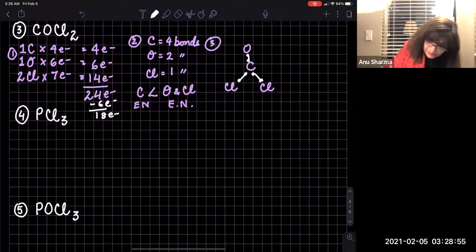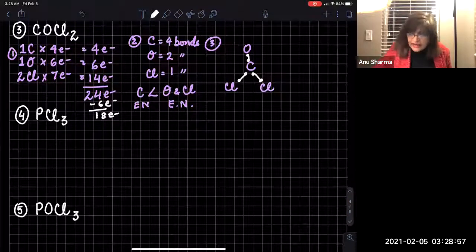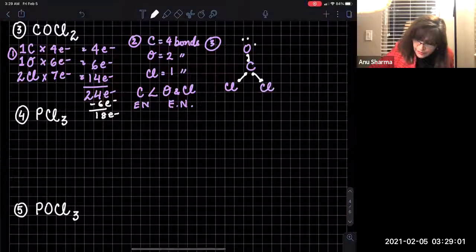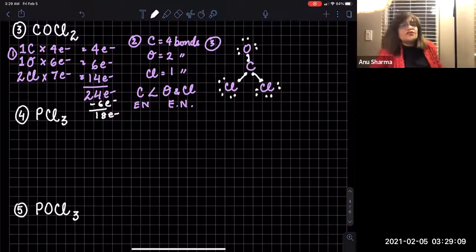So now we need to place these 18 electrons, and we are going to start with the outer atoms first. 1, 2, 3, 4, 5, 6, 7, 8, 9, 10, 11, 12, 13, 14, 15, 16, 17, and 18. So all 18 electrons have been used up. So there's nothing left to put on the central atom. So with that said, now what happens? We are going to check for the octet.